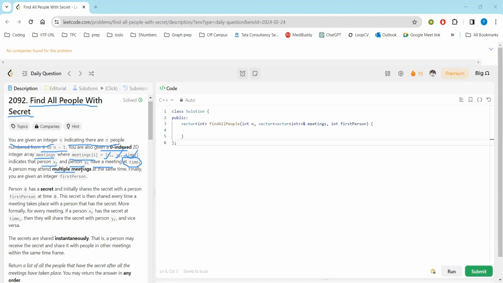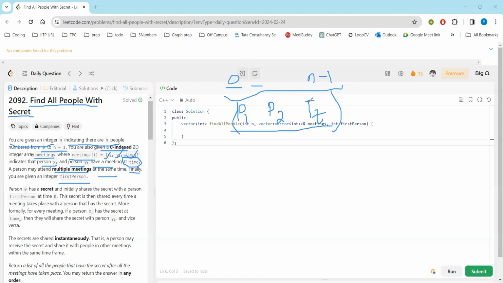A person may attend multiple meetings at the same time. And finally, you are also given an integer firstPerson. So what the question is saying? We are given n people numbered from 0 to n minus 1, and there is a meeting schedule between person 1 and person 2 at time frame t equal to t.